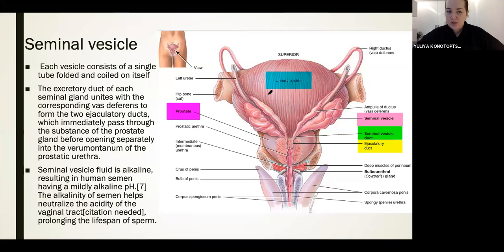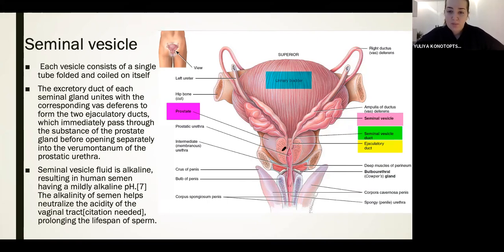Seminal vesicles, we have talked about them so much last class, okay? They are glands, right? It's the area where we store additional semen, right? And yes, we make fructose here. And don't forget, the ejaculatory duct is a fusion of the duct of the seminal vesicle and the ampulla.